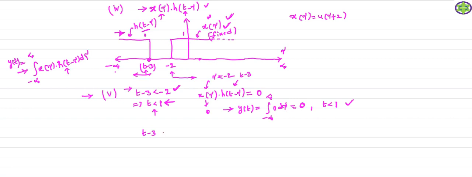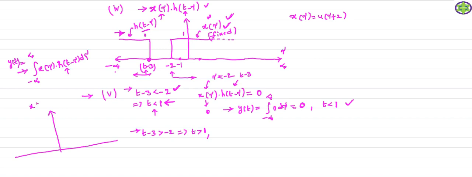Now if I consider t minus 3 greater than minus 2, that means your t is greater than 1. If t is greater than 1, let us clearly observe. I will draw the graph here for this case. Definitely there is an overlap of these two signals. So whenever t is greater than 1, if I consider t equal to 2, it is minus 1. Therefore, the signal is at this position minus 1. So instead of the signal defined at this point, now the signal is defined at this point. There is an overlap of this signal.